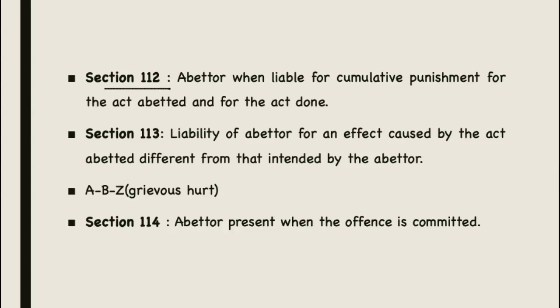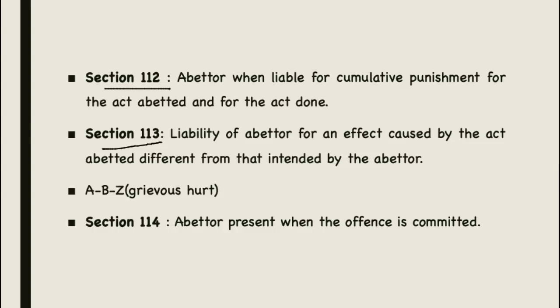Now let's move to section 113, which basically talks about the liability of the abettor for an effect caused by the act abetted different from that intended by the abettor. So section 113 considers when the act is the same as the act abetted but with a different effect. Okay, so the effect that has been caused is different. Let's understand this with the help of an example.